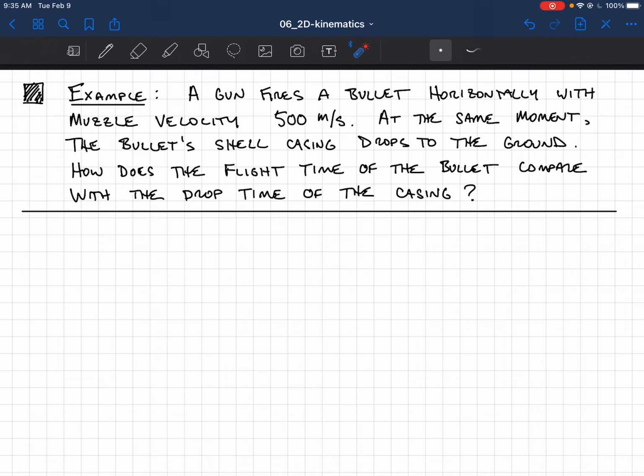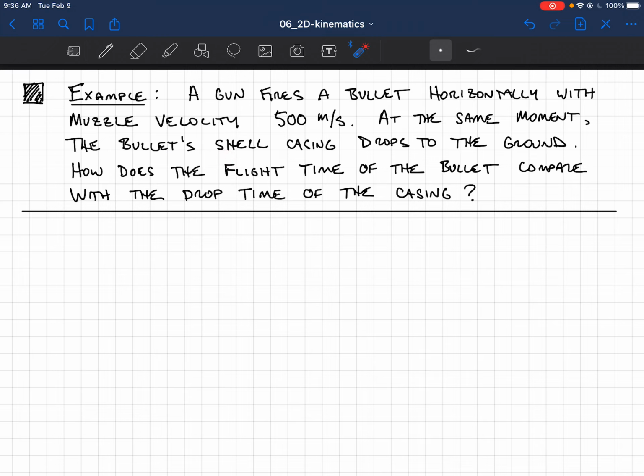So here's an example. We have a gun firing a bullet horizontally. Horizontal is a technical term in physics. It means perpendicular to vertical, and vertical is a technical term that means the direction toward the center of the earth. So horizontal is the way that you make a table. So a bullet is fired horizontally with a muzzle velocity of 500 meters per second. The speed of sound is something like 340, so this would be greater than the speed of sound. And at the same moment, the shell casing of the bullet drops to the ground.